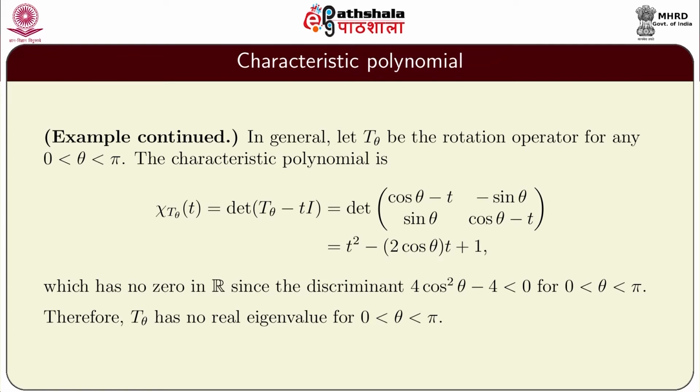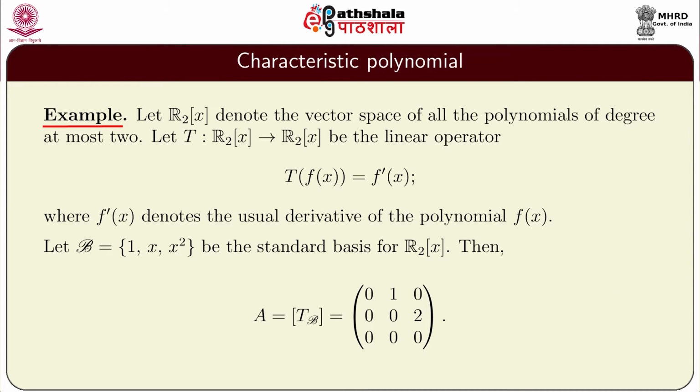T plus 1. If you look at the discriminant of this polynomial, then it is 4 cos square theta minus 4, which is negative if theta is in between 0 and pi, which shows that the characteristic polynomial has no real root, and therefore, the rotation operator T theta has no real eigenvalue if theta is in between 0 and pi. Let us look at one more example.